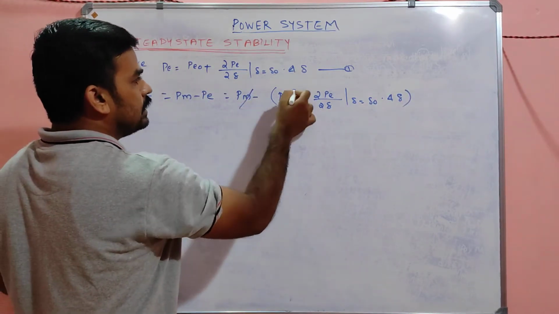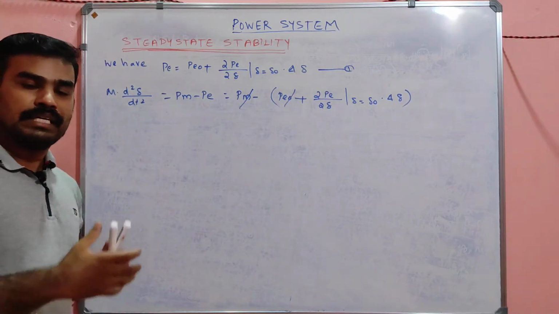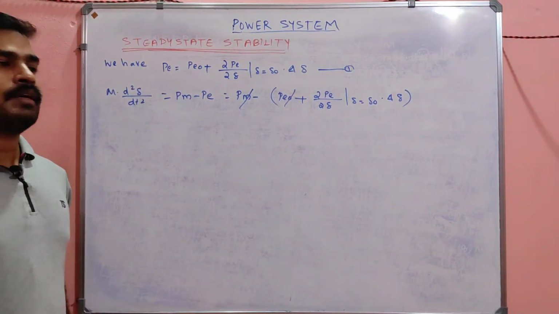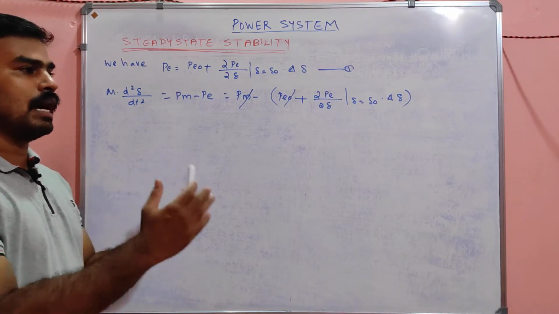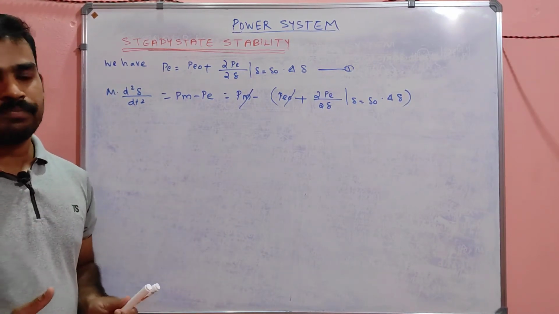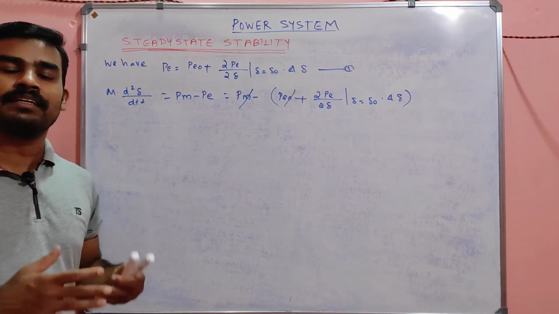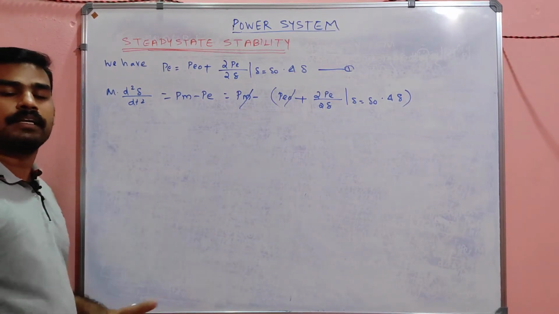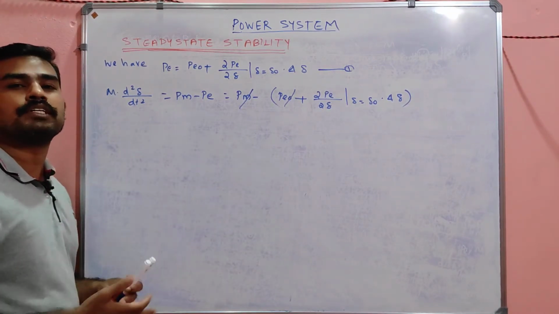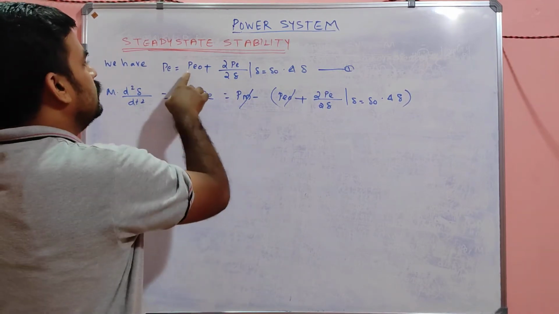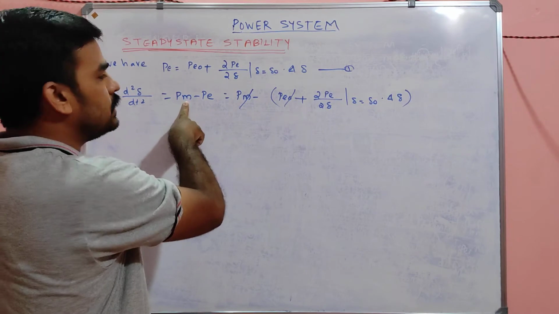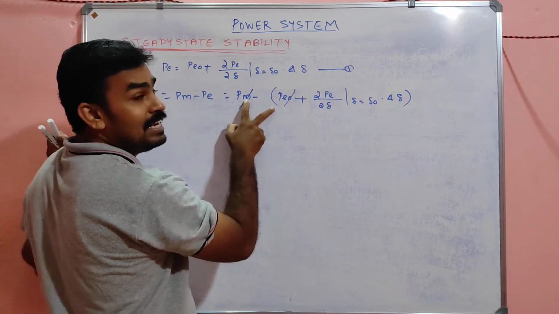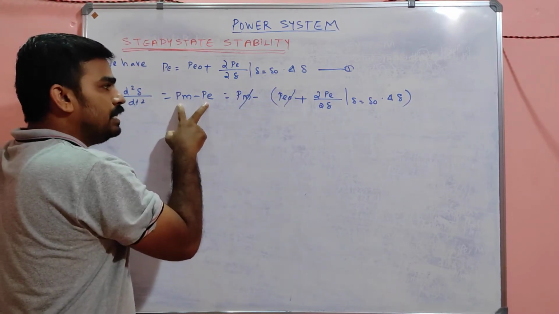So what happened? These two got cancelled because under initial conditions, whatever mechanical energy you give to the alternator will be converted into electrical energy, unless the losses are considered. We already dealt with the assumption that we don't consider the losses. So Pm is the mechanical input and P is the initial electrical energy. So initially Pm minus P is the correct equation.